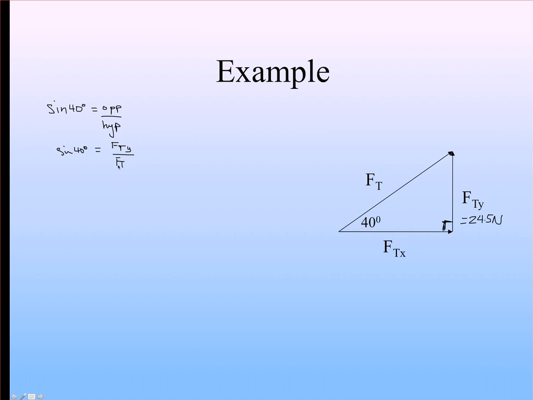Which means that we can solve for Ft by rearranging this equation. Ft then, these are both vectors, Ft equals Fty divided by sine of 40 degrees. And so Ft then equals 24.5 newtons divided by sine of 40. And if we do that math, we get a figure for Ft of 38.12 newtons.